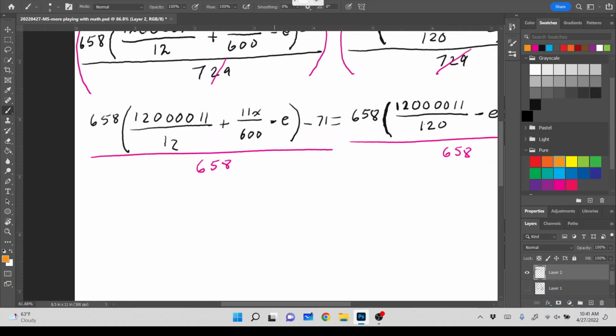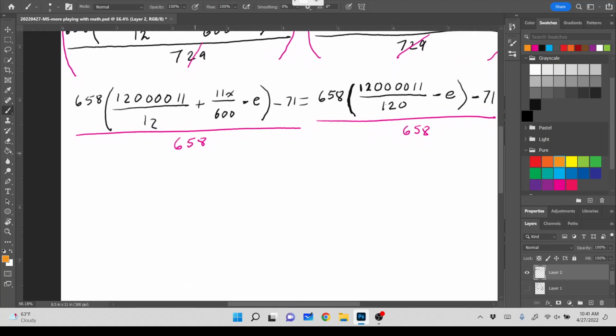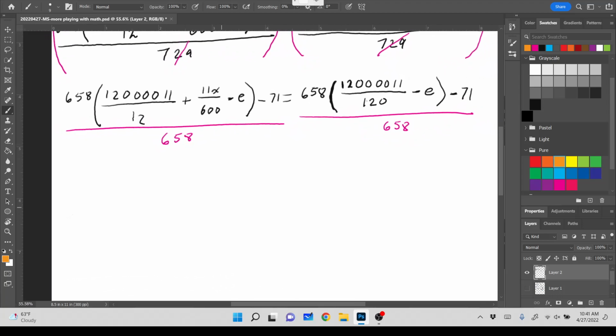Show me how to draw a 3 that isn't crazy, and maybe we can talk. Okay. So this 658 has to go into this guy and this guy and this guy and this guy.